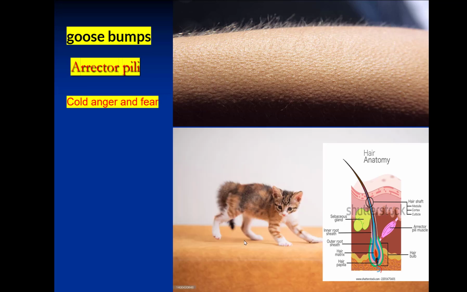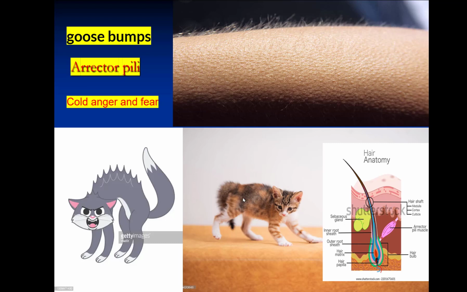You may have seen a scary or angry cat. So this is the goose bump, and this is a scary cat. You can see that the hairs are in an erected position. So for this condition, the smooth muscle, which is arrector pili, is present in the skin and causes erection of the hair.